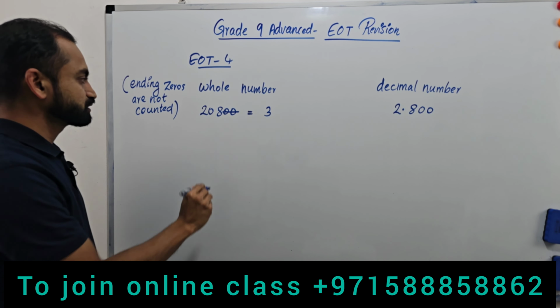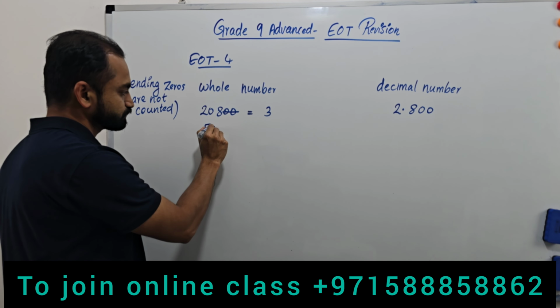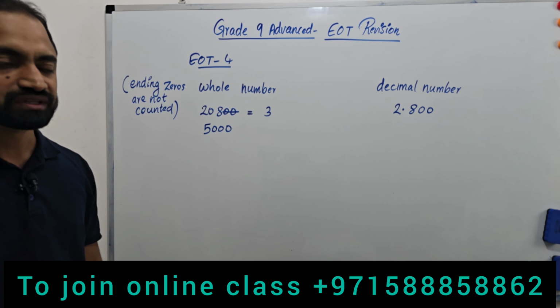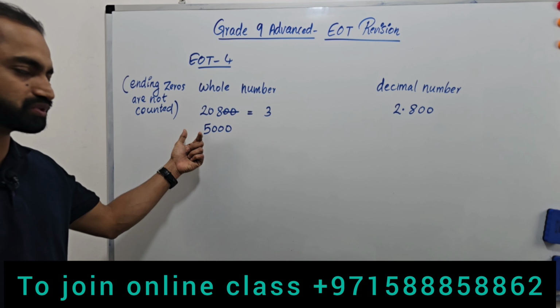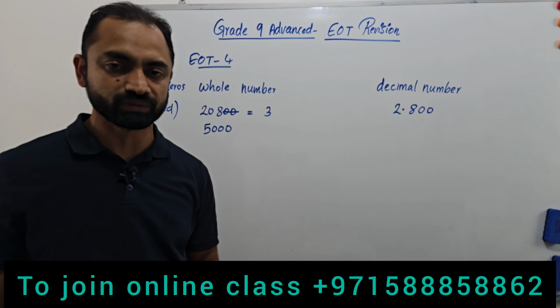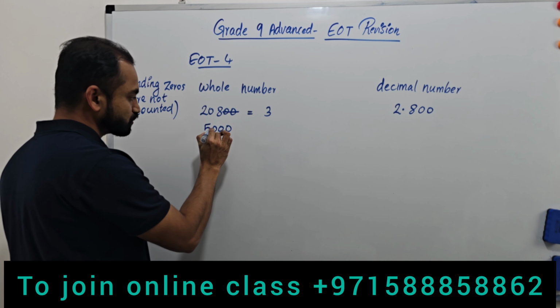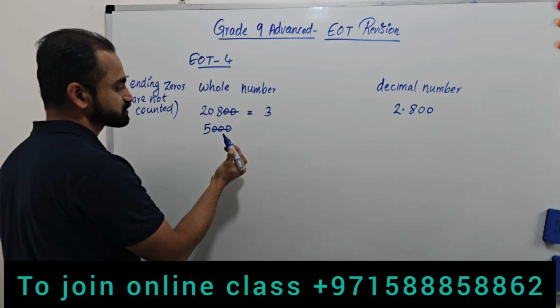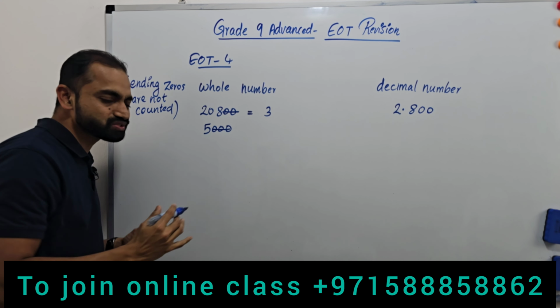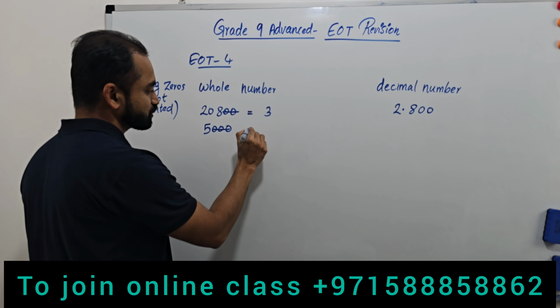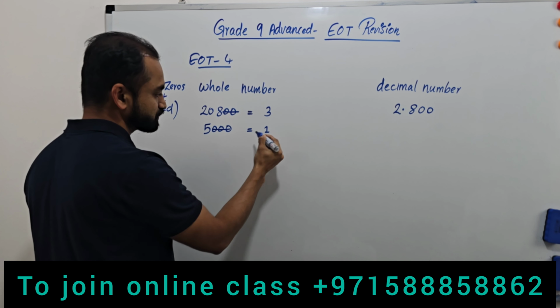If I write 5,000, how many significant figures? It is a whole number. There is no decimal in the number, so it is a whole number. In a whole number, the ending zeros are not counted. So all these zeros are ending zeros. There is no other non-zero digit after this. So ending zeros are not counted. So here there is only one significant figure.